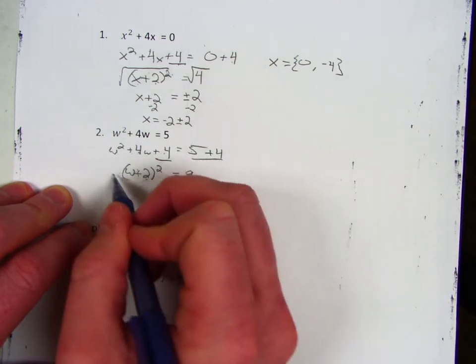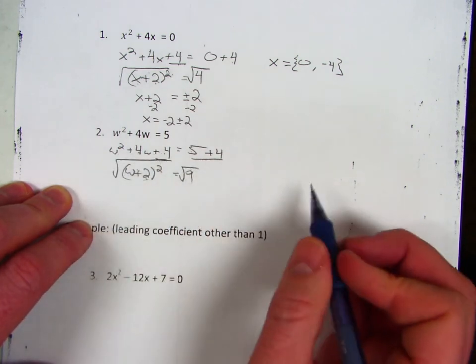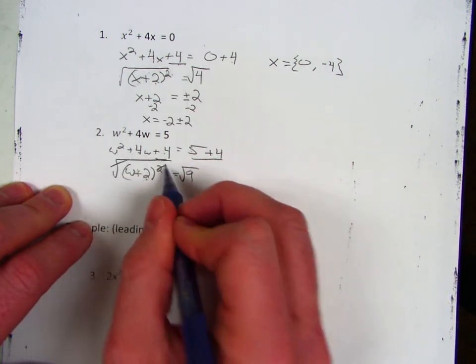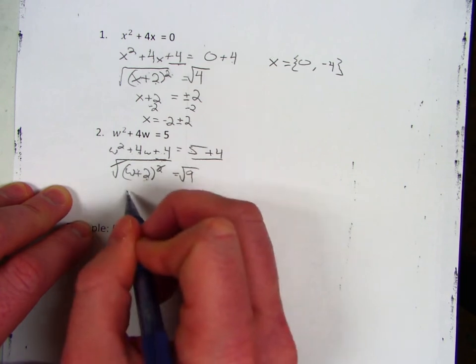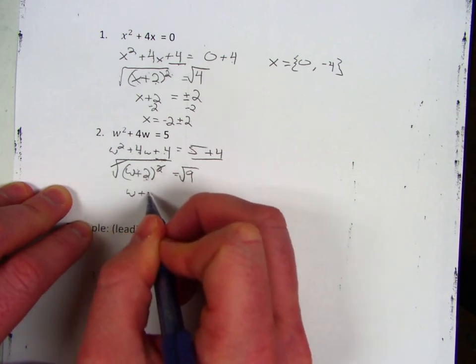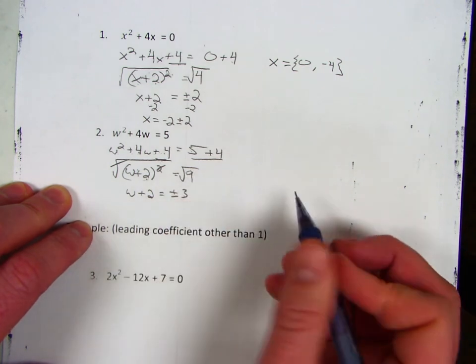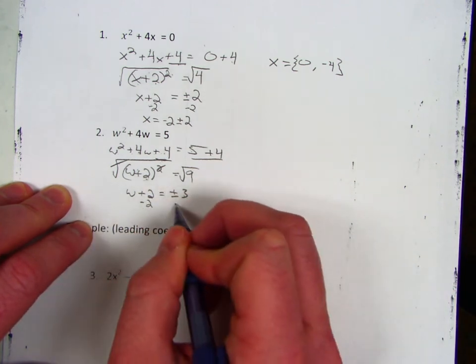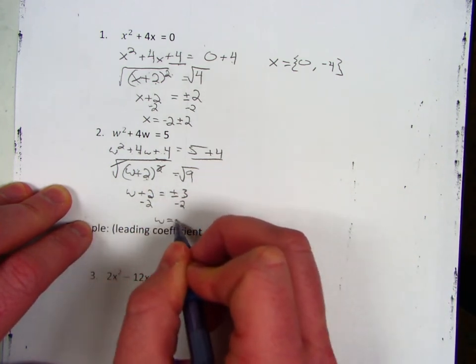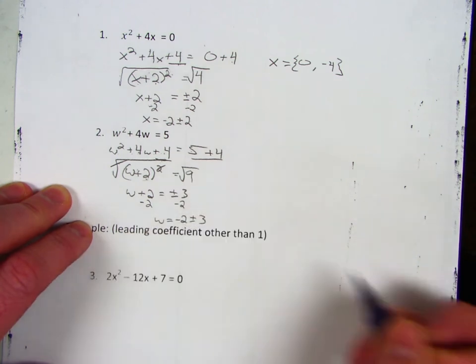So once again, I'm trying to get rid of the exponent. I'm going to square root each side of my equation. And here, the exponent will undo the square root, and we're left with w plus 2 equals positive or negative 3, because the square root of 9 is 3. I'm going to solve by subtracting 2 on each side and get w equals negative 2 plus or minus 3.